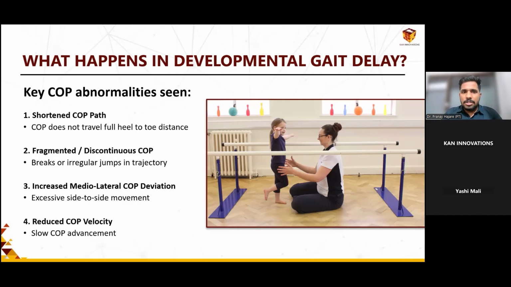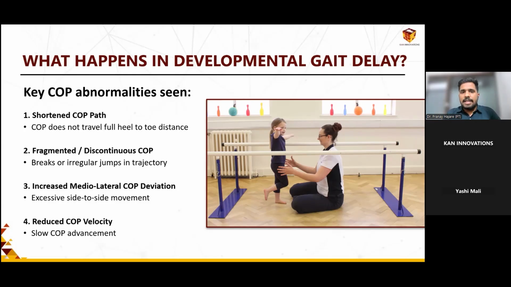First, a shorter center of pressure path. Here, the COP does not travel the full heel to toe distance. This is often indicated by poor push off, forefoot underloading, or perhaps limited ankle mobility. The next point is a fragmented or discontinuous COP. Instead of a smooth curve, we see breaks or irregular jumps in the center of pressure trace. This suggests poor motor control and inconsistent weight transfer.